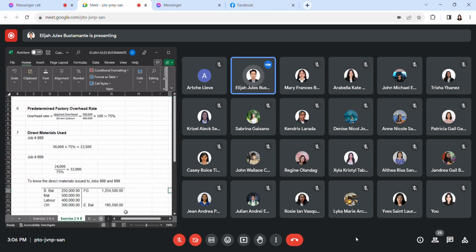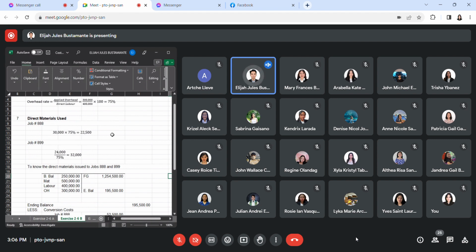Okay, moving on to 2-6 letter B. Number 6, we are looking for the predetermined factory overhead rate. So the formula for overhead rate is applied overhead divided by direct labor. So nara siya sa given, now applied overhead is 300,000 and then ang direct labor is 400,000. So we divided that. Dayon gi-multiply lang siya og 100 para mahimo siya whole number, since if we divide the two, dili siya whole number, magawas pa siya sa decimal places. So multiplied by 100 is equals to 75%.